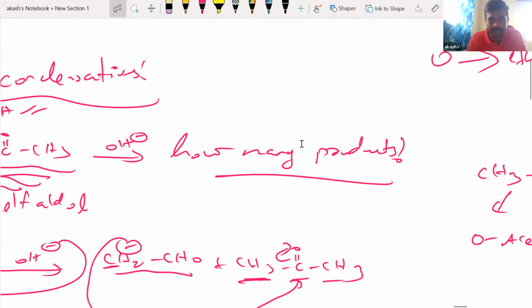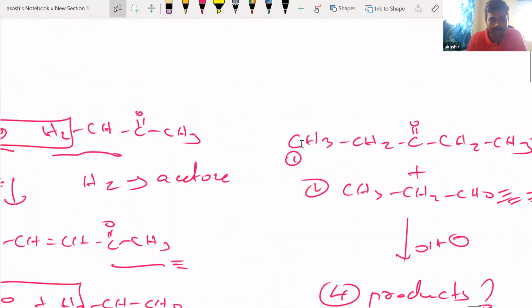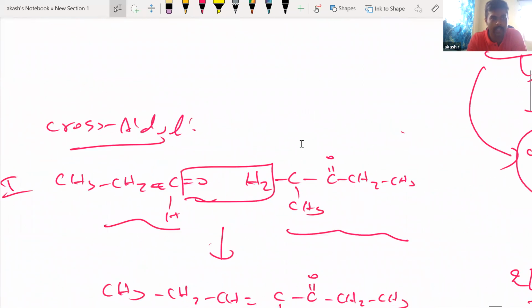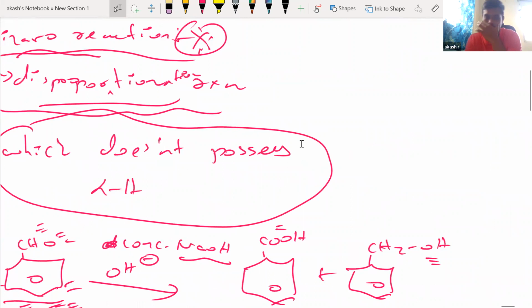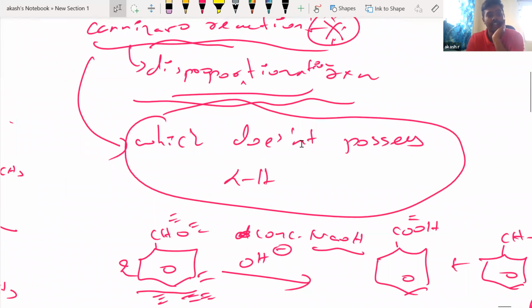And then cross aldol we saw. And then we stopped with this Cannizzaro reaction. I told you this Cannizzaro reaction is going to be a disproportionation reaction. We know what disproportionation reactions are, right? The same compound will get oxidized, and that same compound will get reduced, right?